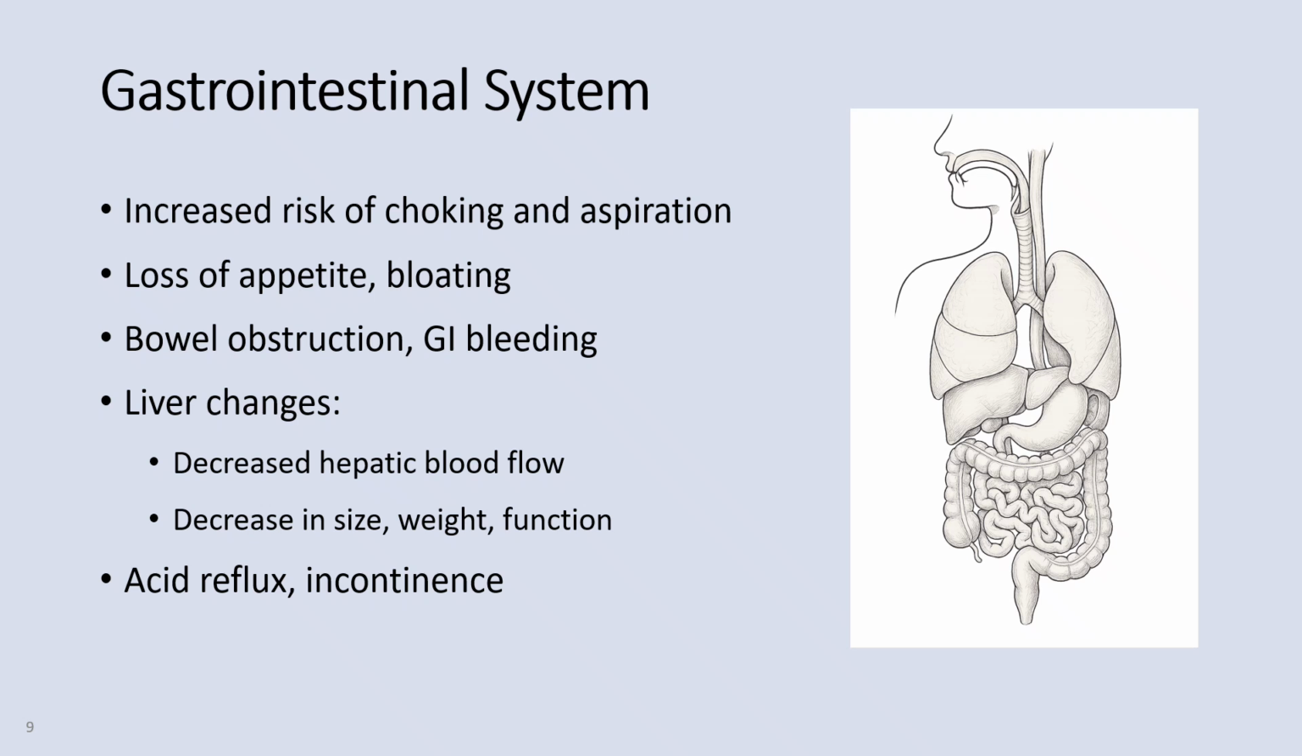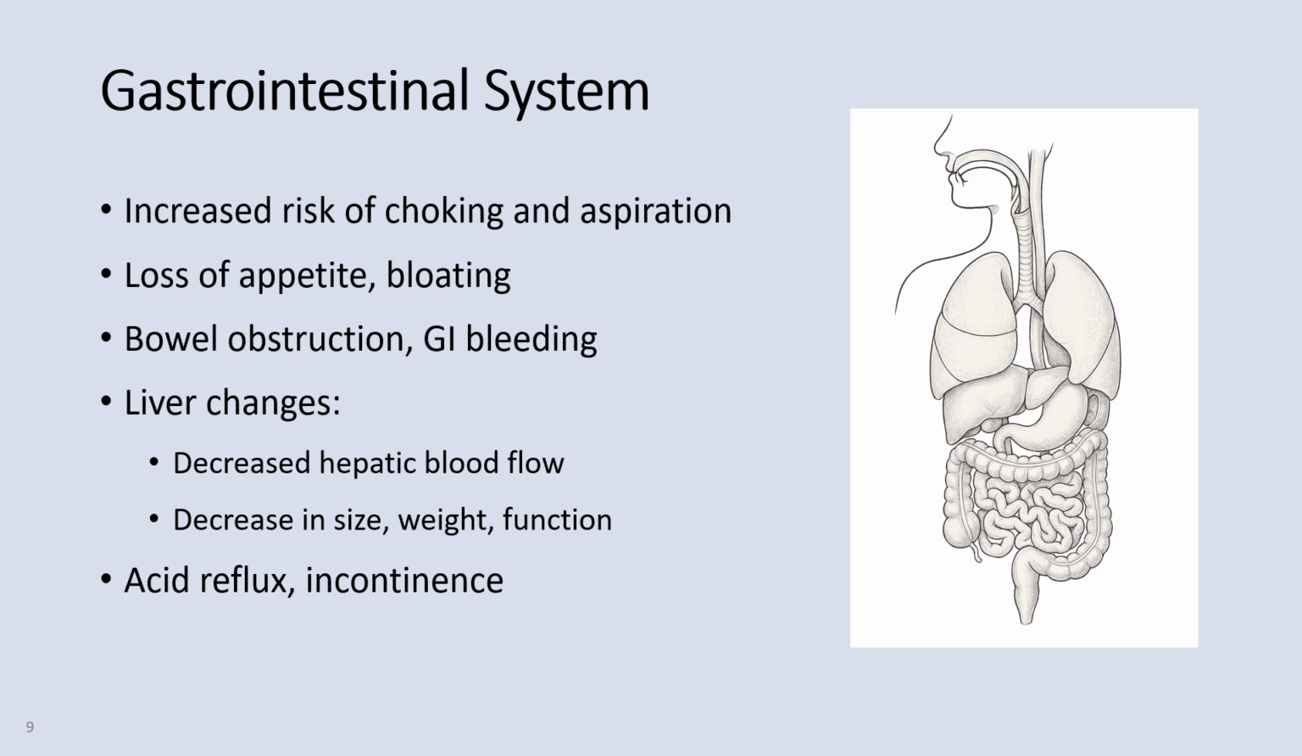As we age, our GI system experiences significant changes as well. A decrease in saliva production, loss of teeth, and a weaker gag reflex affect eating habits and can cause an increased risk of choking and aspiration of food or liquid into the lungs. The stomach empties at a slower rate, which can contribute to feelings of fullness, decreased appetite, and bloating. A decrease in peristalsis can lead to constipation and bowel obstruction.